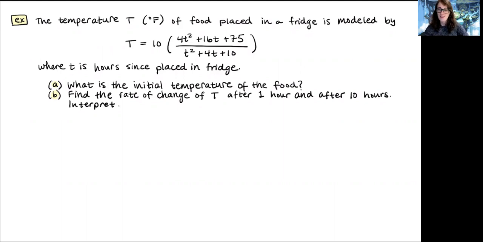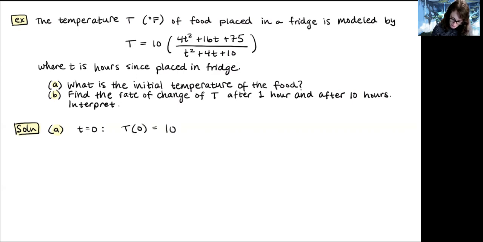Okay, so in part A, there's actually no calculus that we're asked to use. The initial temperature of the food, we're not asked to find the rate of change. We're just looking for the actual temperature. So in part A, we're just plugging in 0 for t, right? The initial temperature means right when the food is placed in the fridge. What is the temperature of the food? So we're just going to plug in little t is equal to 0. Okay, so in other words, capital T of 0.